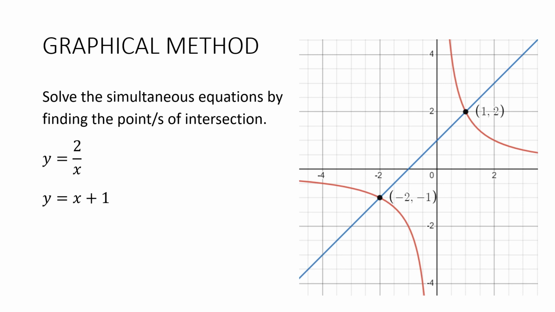Solve the simultaneous equations by finding the point or points of intersection. So y equals 2 on x and y equals x plus 1. Now I'm not going to go through how to graph these two functions because we will do that in a different topic. But suppose we were given the graphs. If we want to find the solution to the simultaneous equations, then that's the point or points of intersection. So the solutions are x is equal to -2, y is equal to -1, and x is equal to 1, y is equal to 2. And you can write those as points if you want to.